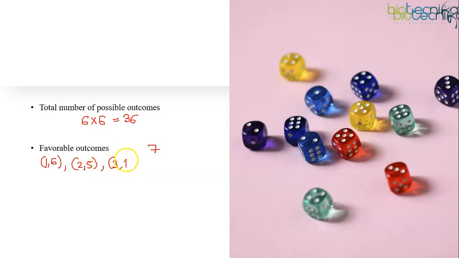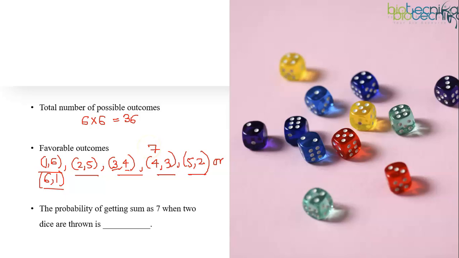Then another combination can be one dice showing number 3, another showing 4, or one showing 4, another showing 3, or one showing 5, another showing 2. So when we add them, we'll get 7 only. Or one dice showing number 6, another showing number 1. So 6 plus 1 gives 7. So here we can see there are total 6 possible outcomes that result in a sum of 7.